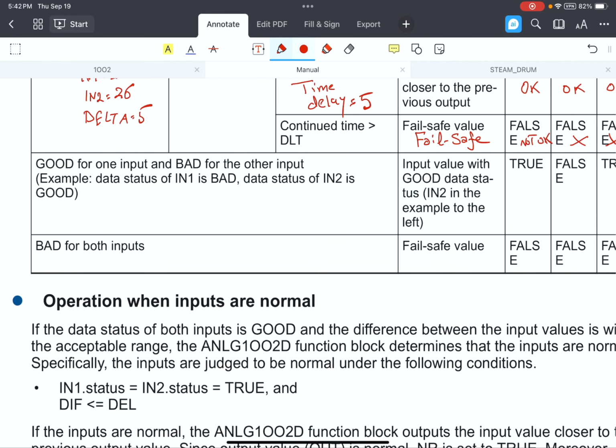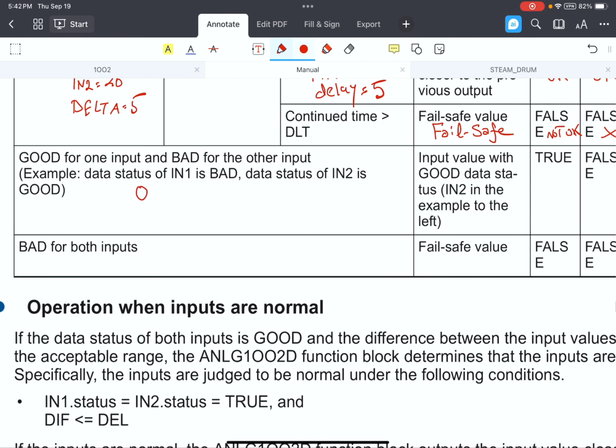Qualities are okay, but for the next cases, consider one of the quality signals, like QBAD1, is getting true, and it means not okay.